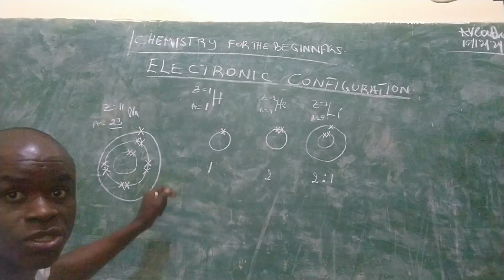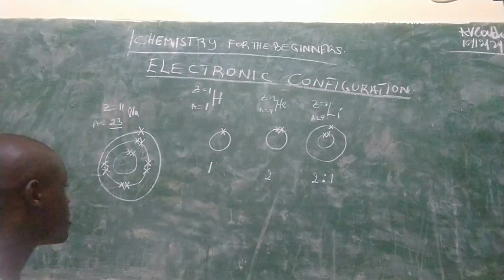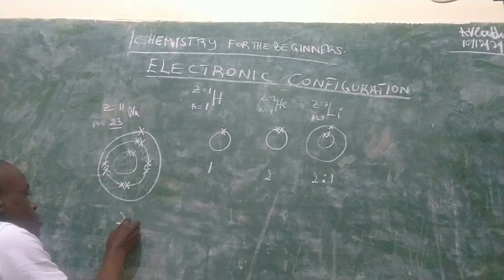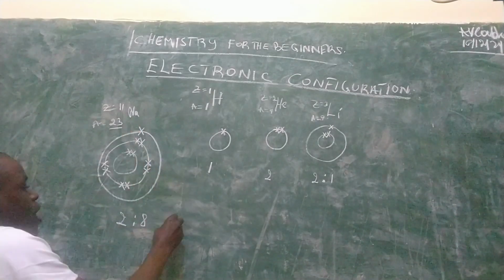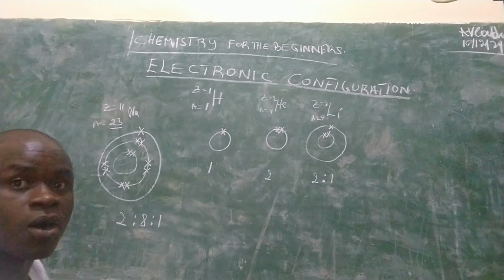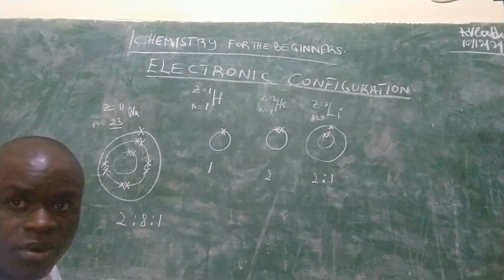So the electronic configuration of sodium is done now. Here, the first shell contains 2. We note it like this. Another one contains 8. And the last one contains 1. This is how we do the electronic configuration.